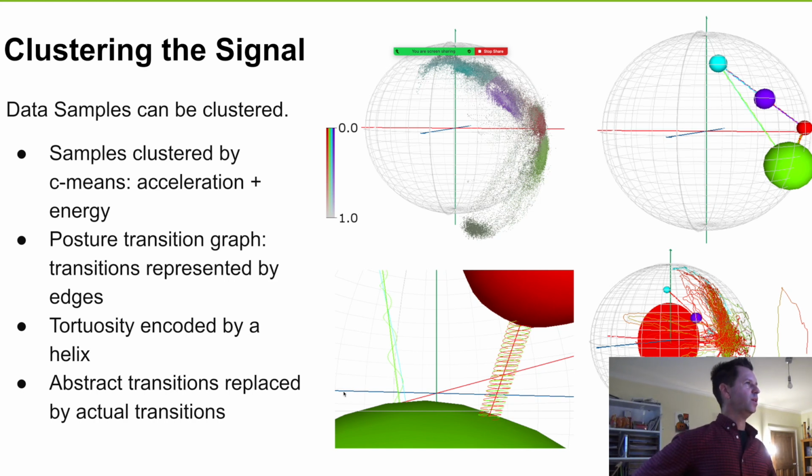And then in this bottom image, this is showing the combination of the posture transition graph with the actual data. And we can see the transitions, for example, in the actual data.